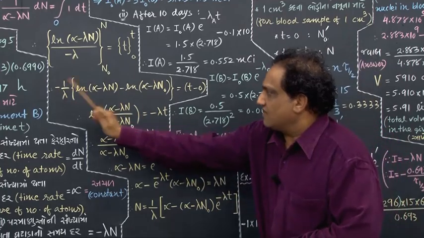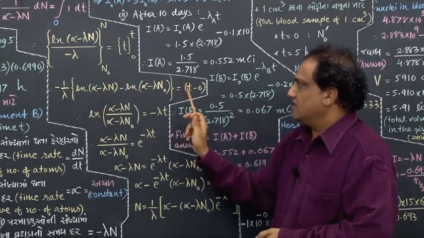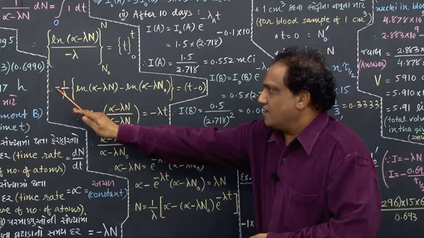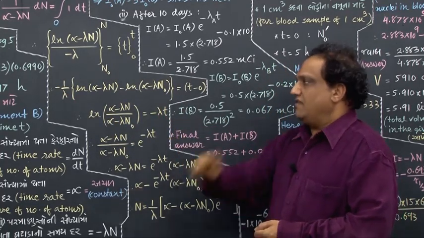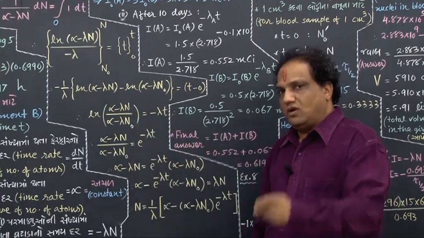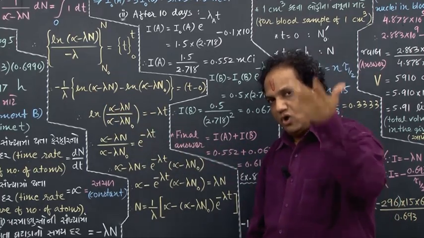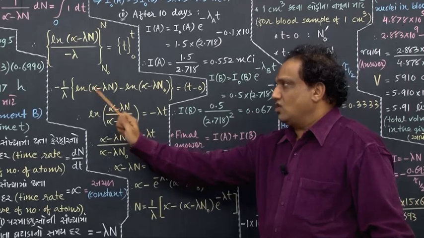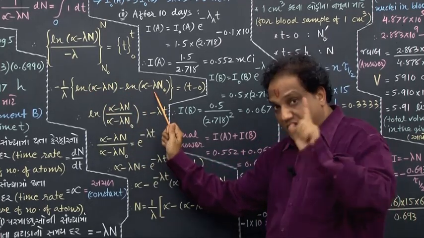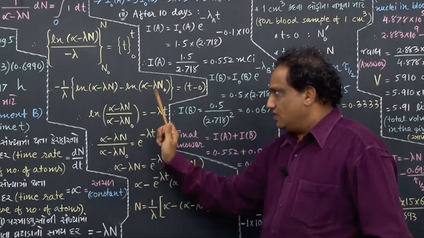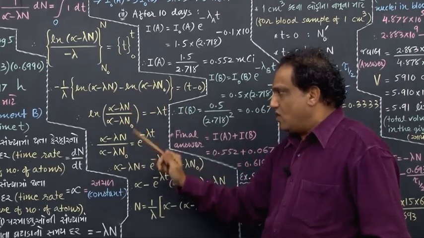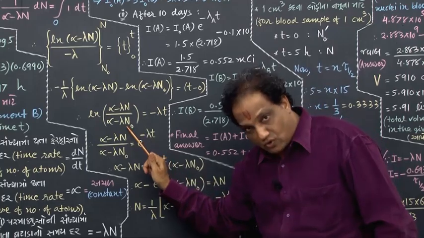Now minus you may transfer here, and lambda you may transfer in the numerator. So right hand side will appear now minus lambda into t. And if it is log a minus log b, then it is log of a upon b. Similarly, natural log of this minus natural log of this means natural log of this upon this. Alpha minus lambda n upon alpha minus lambda n0.